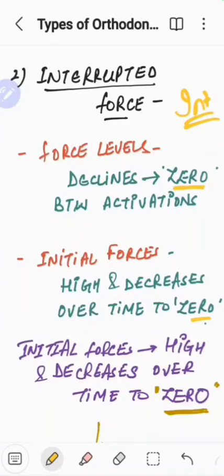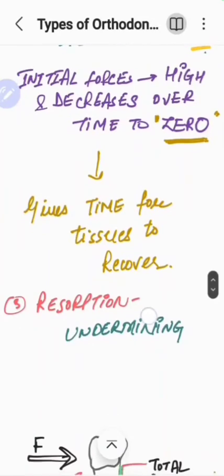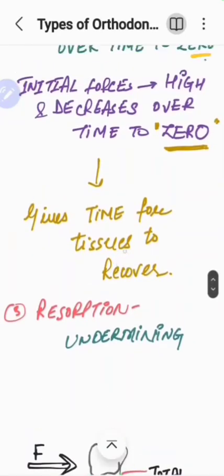As we discussed about the light continuous forces in case of continuous force system, the resorption is frontal in nature, but here since the heavy forces are applied, the resorption is undermining in nature. Initially the forces are high, but later on it declines to zero. So in that time, it gives the time for the tissues to recover.